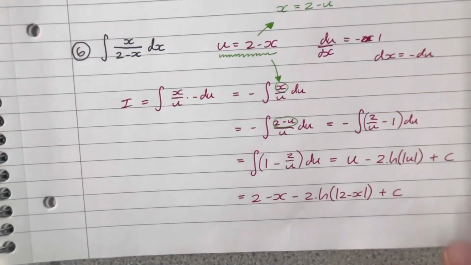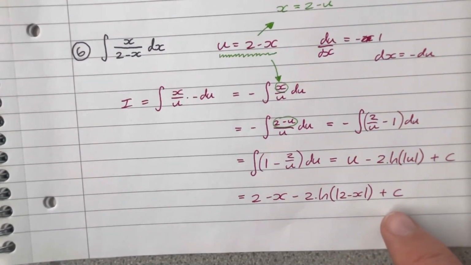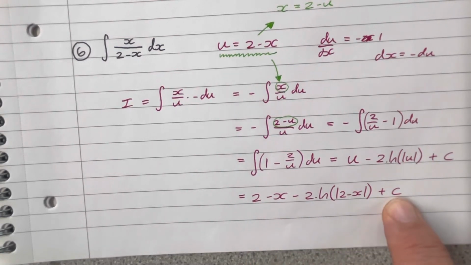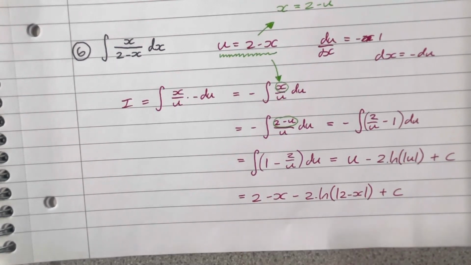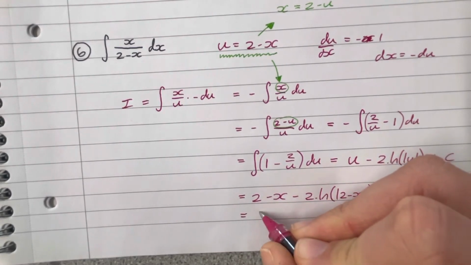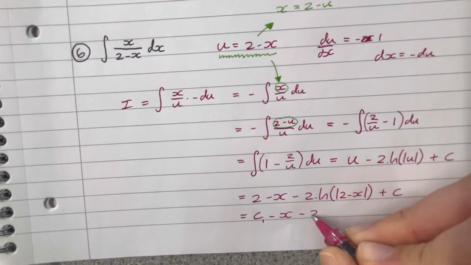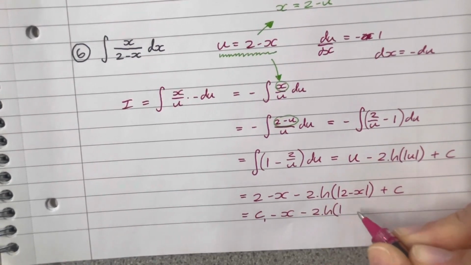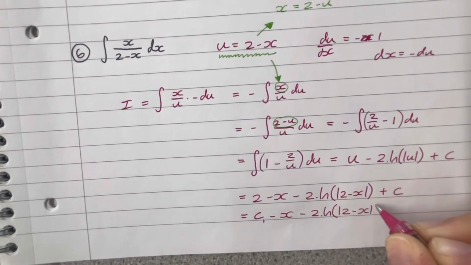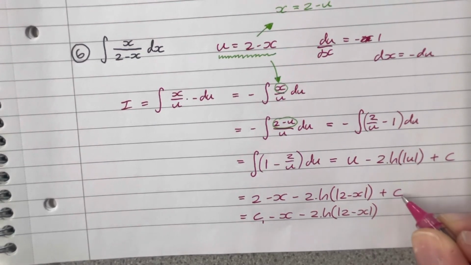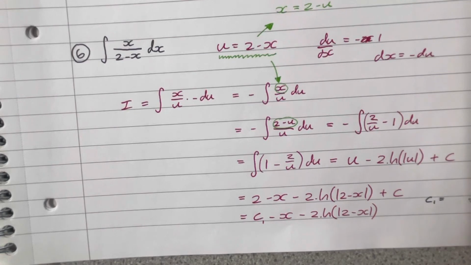And I'm just going to tidy up a tiny bit more. I'm just going to combine the 2 and the c into one arbitrary constant, because that 2 isn't actually doing anything there. So I'm going to call it c1 minus x minus 2 times the natural log of modulus 2 minus x. Okay, because c is arbitrary, I can redefine it as a new constant. And because I've done that, I should just state my redefinition. So I'm going to say c1 is equal to 2 plus c.